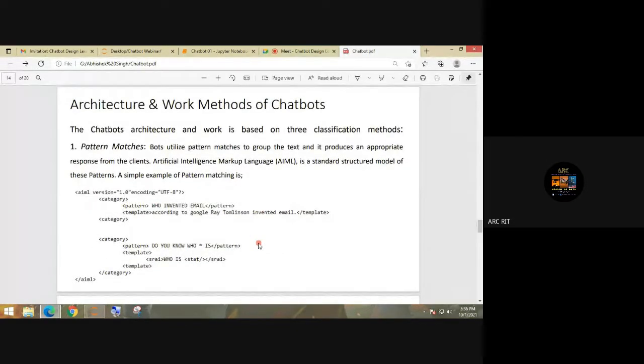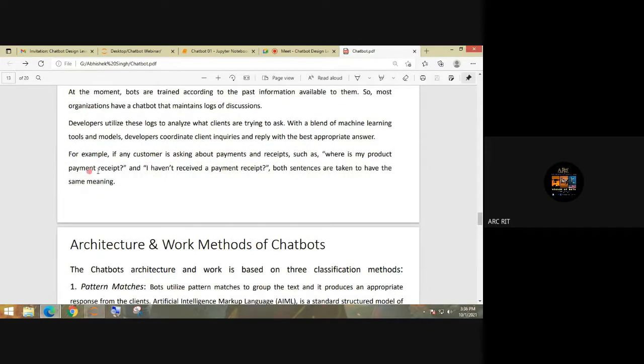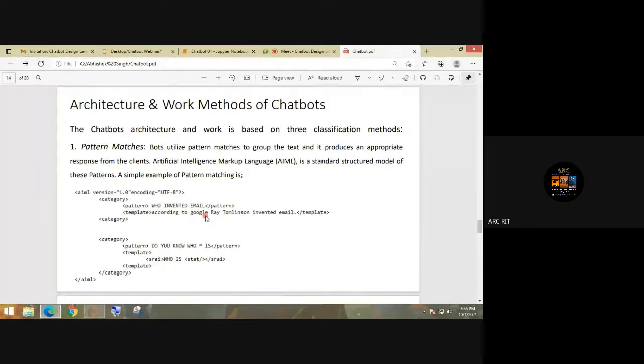Talking about architecture and work methods of chatbots, the chatbot architecture and work is based on three classification methods. First one is pattern matching. In previous slides, we saw this word pattern matching. Pattern matching means there is a group of text, a group of words, and the pattern is being matched. Like if you see here, payment receipt. The bot will analyze this pattern. Now two questions have the same pattern. They are asking for a payment receipt.